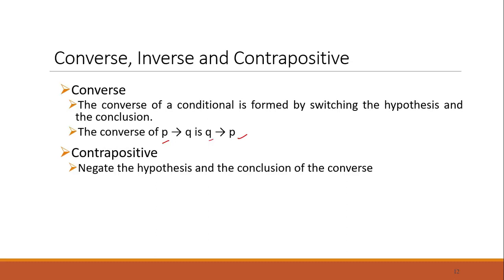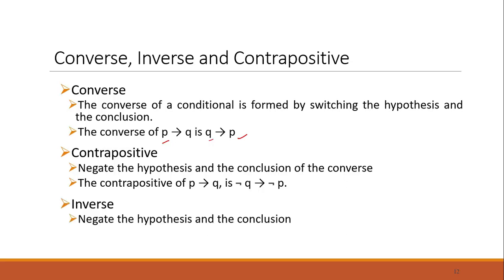Next is contrapositive. In contrapositive, we negate the hypothesis and the conclusion of the converse. So if the conditional statement is P implies Q, then its contrapositive will be negation Q implies negation P. Last is inverse. In inverse, we negate the hypothesis and conclusion. That is, if the statement is P implies Q, then its inverse will be negation P implies negation Q.